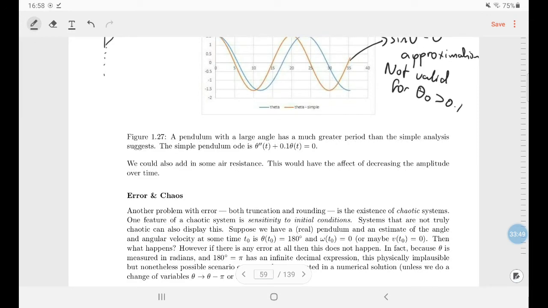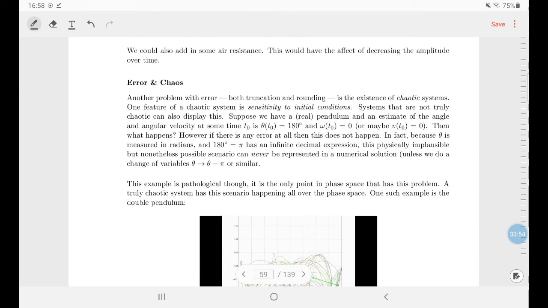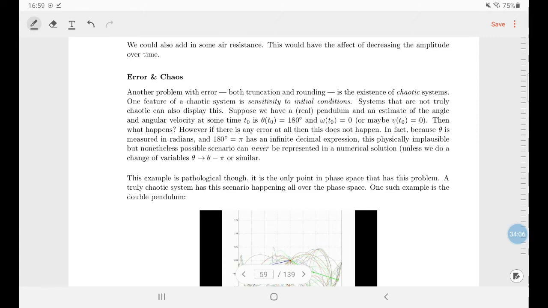You would see the amplitude decrease over time. So another thing that happens is you get error and chaos, which I probably shouldn't go into, we just want to say we're going to be careful. So what's going on here is that you have sources of error. You've got truncation, rounding, so this is poor methods and poor computers. There's an additional complication, which is that you can have chaos.